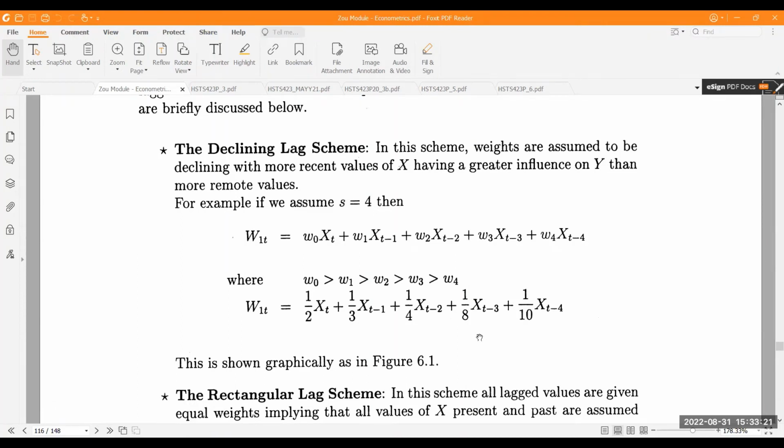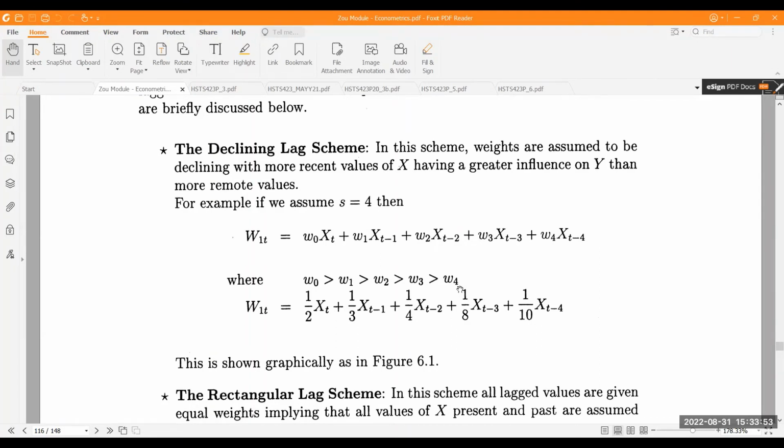We are going down. If you are declining, so we end up with what? If our S is equal to four, the declining lag scheme, we end up with W1T is equal to W naught XT, which is the usual formula. Are we together? Now, where W naught is greater than W1, greater than W2, greater than W what? You can see that the weights are going down. That's declining lag scheme.